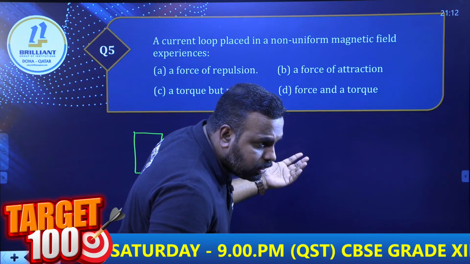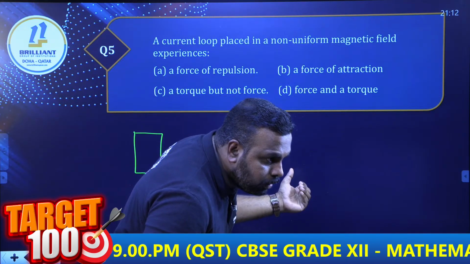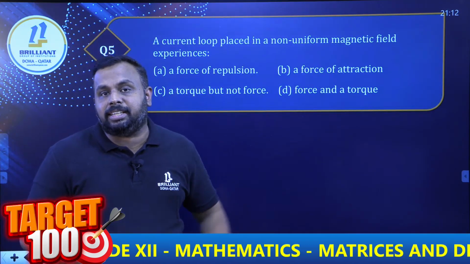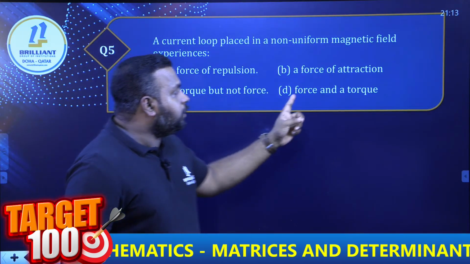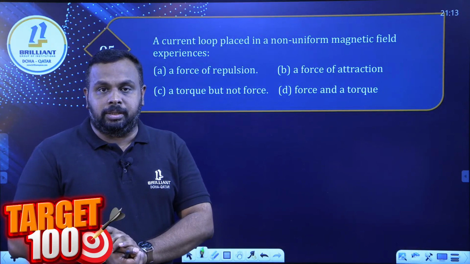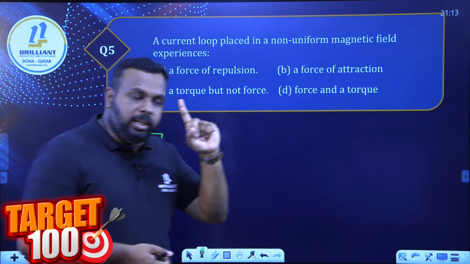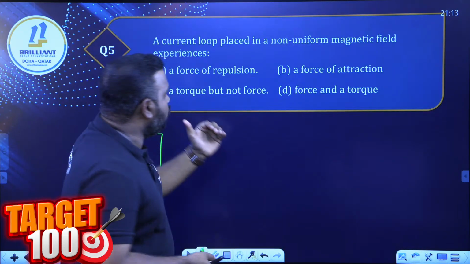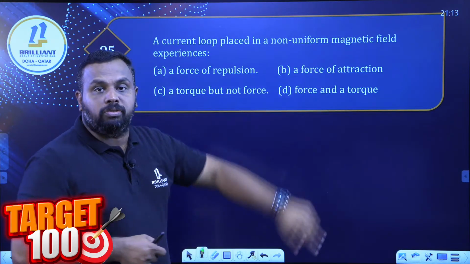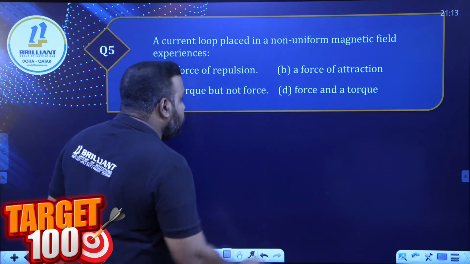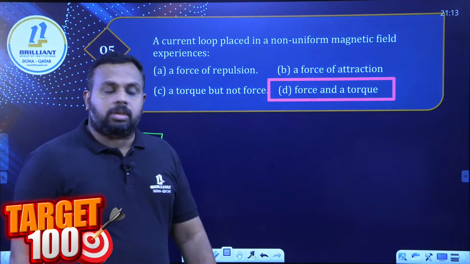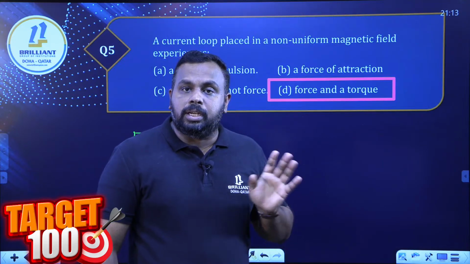Yes, I can see the answers. Albert, Druvil, Reshma, Nitin, everybody is commenting the answer is D. Very good, that's the right answer. Why is it experiencing force and torque? You know that if a dipole is kept in a uniform field, it will experience only torque. But it is given that it's a non-uniform field. So in a non-uniform field, it will be experiencing both force and torque. Right answer, very good. I'll be going to the next question.